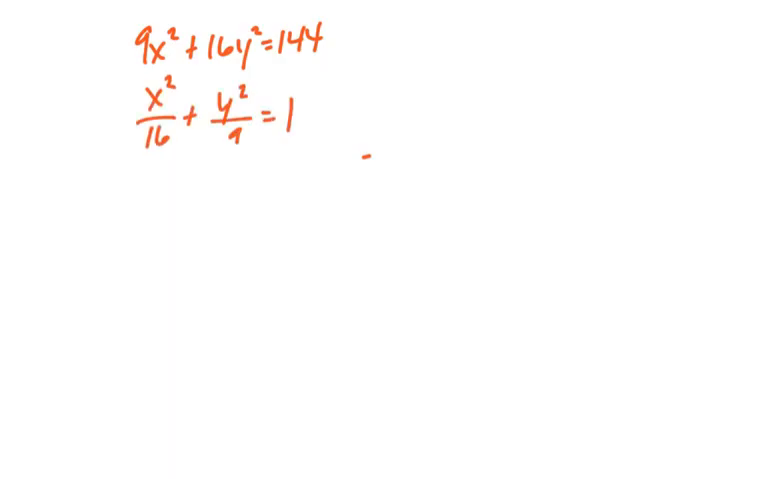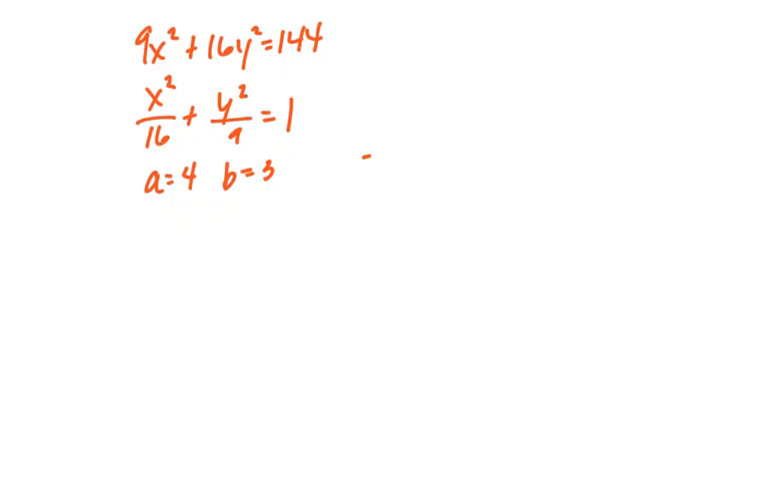Let's do an example of that real quick. It says 9x squared plus 16y squared equals 144. If we divide everything by 144, because hyperbolas and ellipses both need to be equal to 1 before you work with them, we end up with x squared over 16 plus y squared over 9 equals 1. Now to use your formulas, that tells you that a equals 4 and b equals 3.